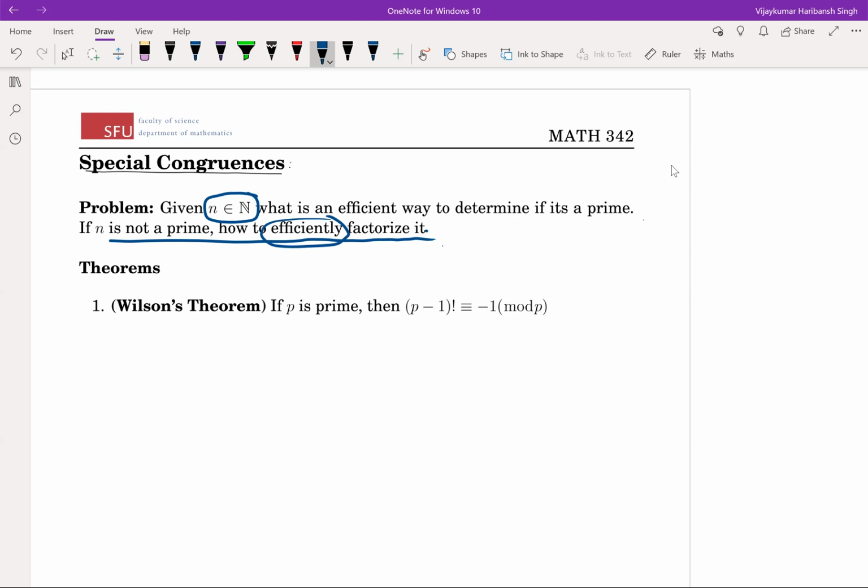However, determining whether a number is prime or not is now a polynomial time algorithm. So let's start. The first theorem is Wilson's theorem. Wilson's theorem tells us the following: if p is a prime, then (p minus 1) factorial is congruent to 1 mod p. So let's see what it means. Let's digress.